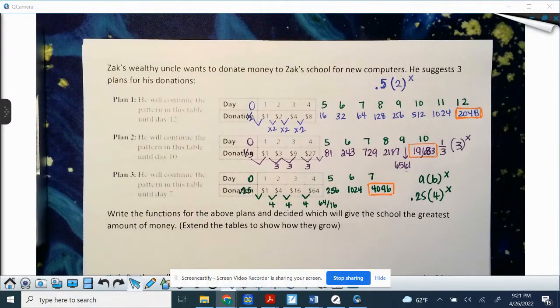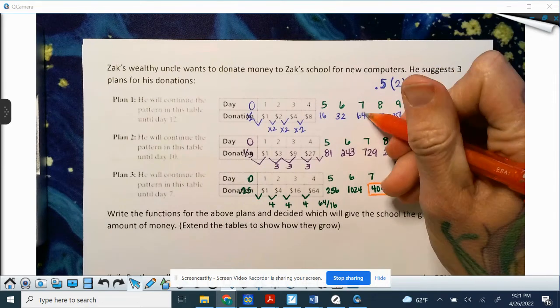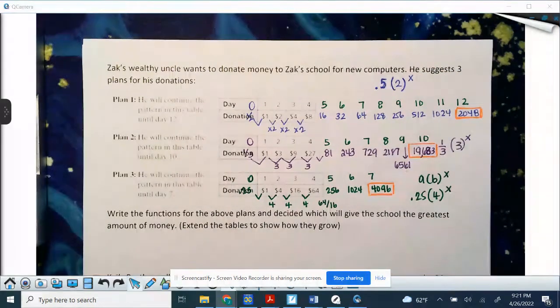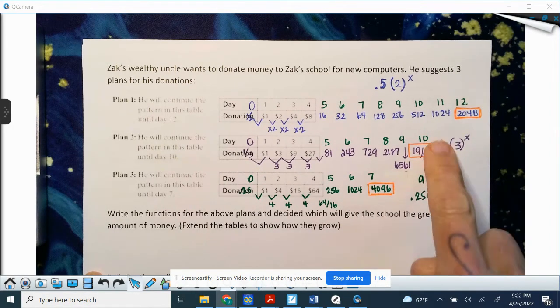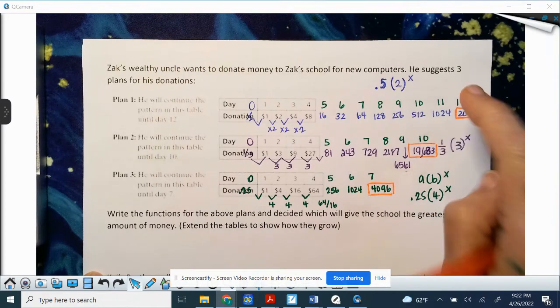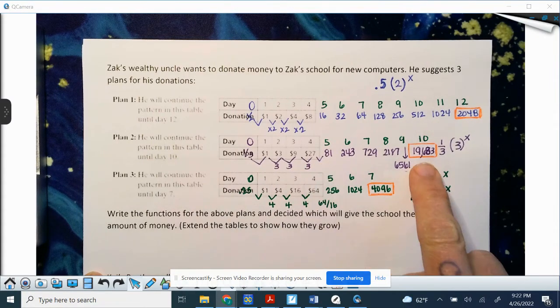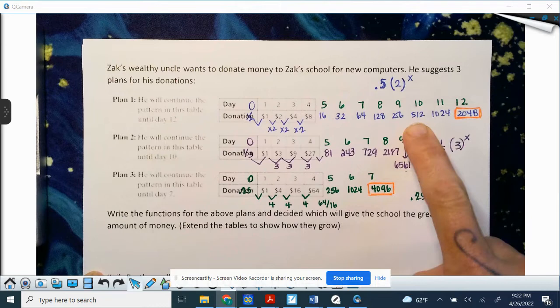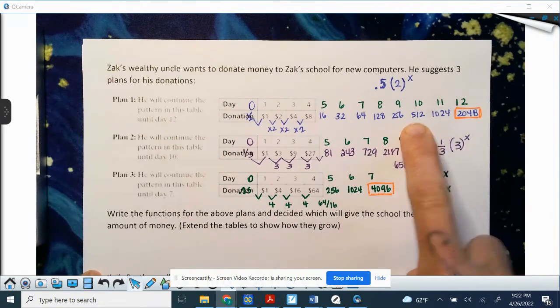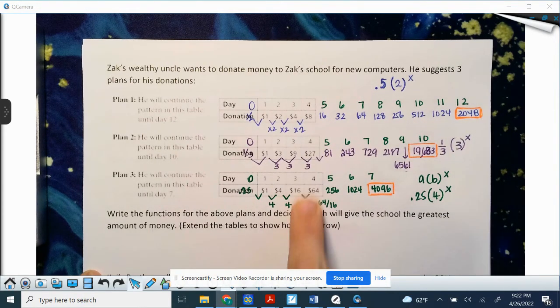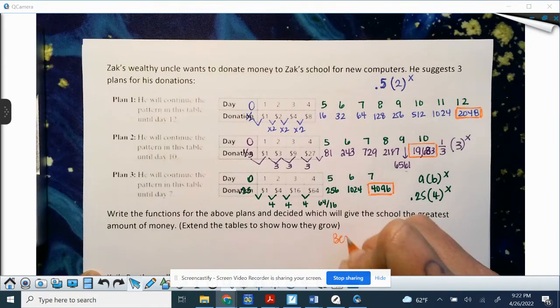And then your plan 2 became a better plan because he was invested in it longer. If he had only invested in it for the equal amount of time, 64, 729, and 4,096, then this would be your better shot. But because the amount of time changed, big difference. So that tripling is huge in day 10. Huge, huge, huge. Way more than when it was doubling for 10 days. So expand the table and show that they're growing is what we've done. So the best plan for the most money is plan 2.